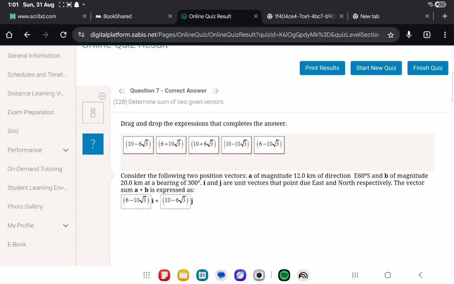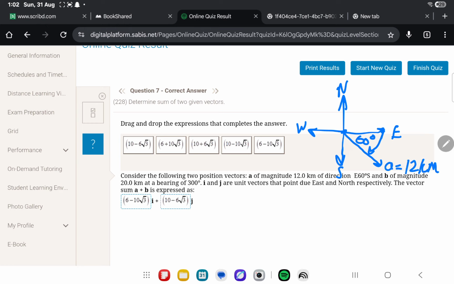Consider the following 2 position vectors. We're going to need to get our plane out for this one. North, south, east, west. Vector A has a magnitude of 12 kilometers in the direction of E 60 degrees S. This is the Mariner's compass formation. So you start off at east, then you go 60 degrees south. So it's somewhere here. This is 60 degrees south, and A is equal to 12 kilometers.